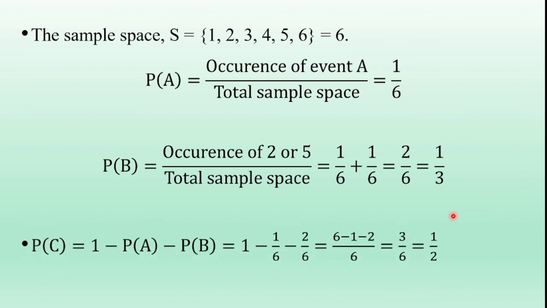Now event C is defined such that probability of C is equal to 1 minus probability of A minus probability of B. Here probability of A is 1 by 6 and probability of B is 2 by 6. Substituting probability of A and probability of B into this equation, we get the probability of C as 3 by 6, which is equal to 1 by 2.